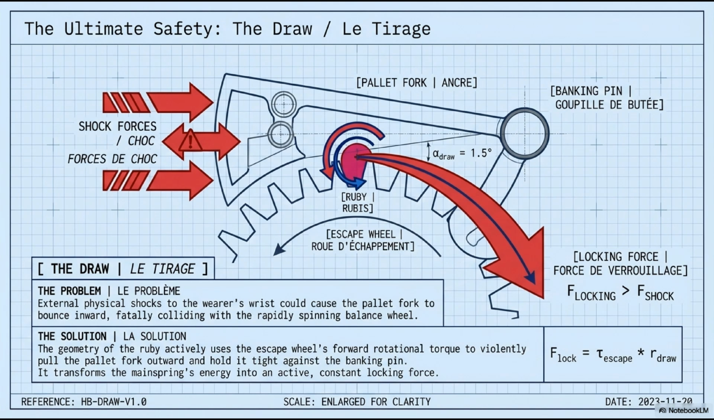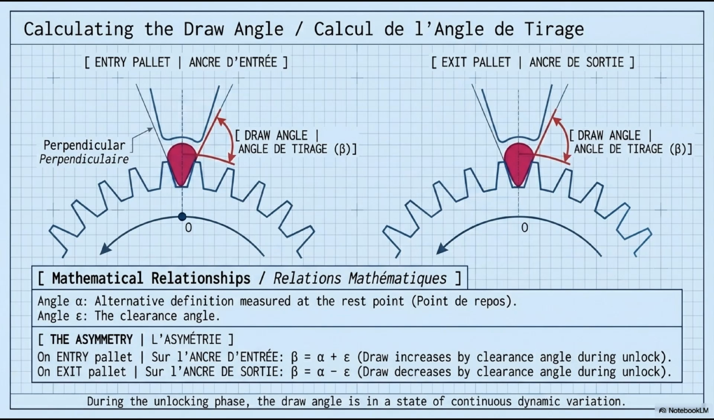This is why the draw angle specification includes a safety margin above the friction angle, to ensure adequate protection even at low power reserve. The draw angle is one of the most precisely specified parameters in the Swiss lever, and the calculation is slightly more complex than it first appears, because there are two related definitions, and the entry and exit pallets have different values. This slide shows both pallets side by side. Left, entry pallet. Right, exit pallet. Both show the draw angle beta with its measurement geometry.